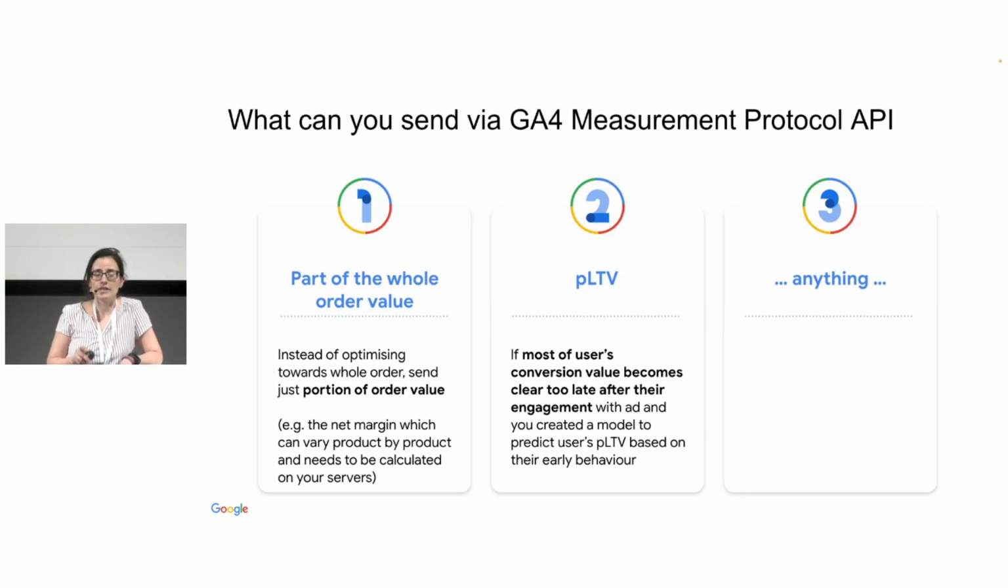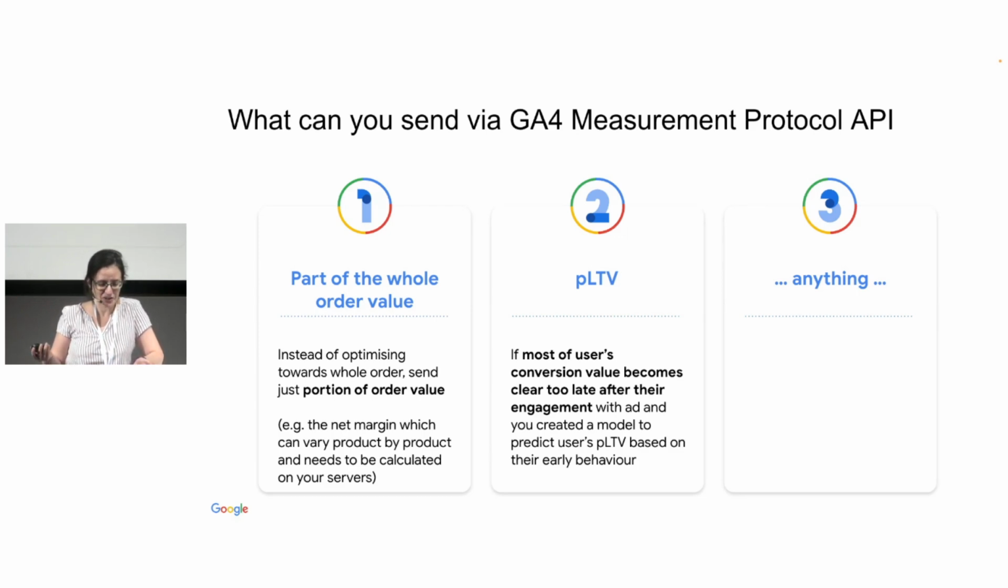One of my clients recently implemented the measurement protocol, and that was also one of the reasons. They were a food delivery business, and they knew that at the moment of purchase, they didn't know what the net margin was, and they actually had to calculate it on their servers and then send it with the API. Second thing you might want to send is predictive lifetime value. And that's mainly if most of users' value actually comes after certain conversion windows, such as 7 to 14 days.